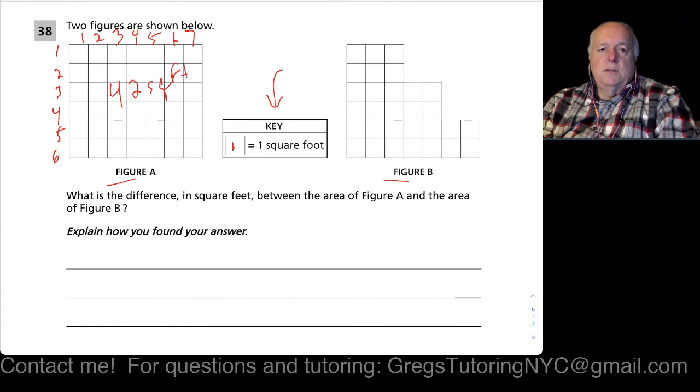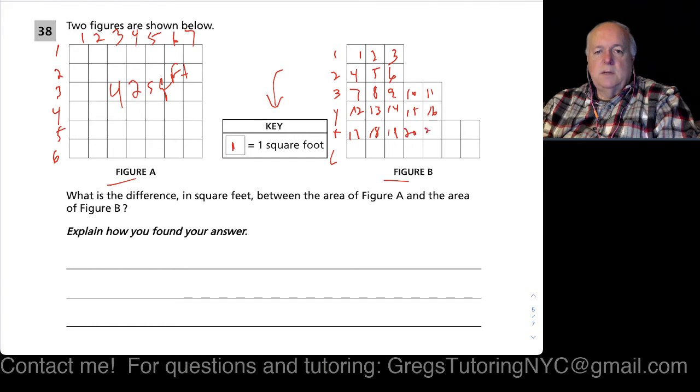That is 1, 2, 3, 4, 5, 6. We can start out by counting them. 1, 2, 3, 4, 5, 6, 7, 8, 9, 10, 11, 12, 13, 14, 15, 16, 17, 18, 19, 20, 21, 22, 23, 24, 25, 26, 27, 28, 29, 30. So this should be 30 square feet.